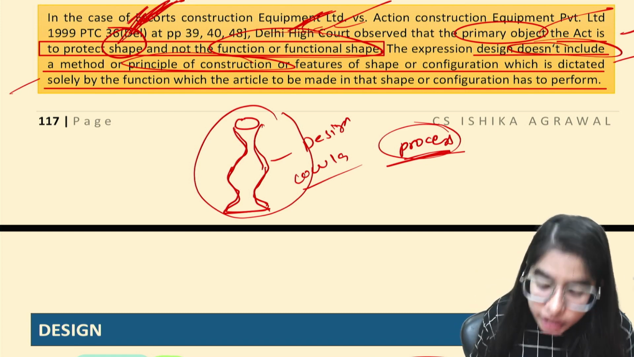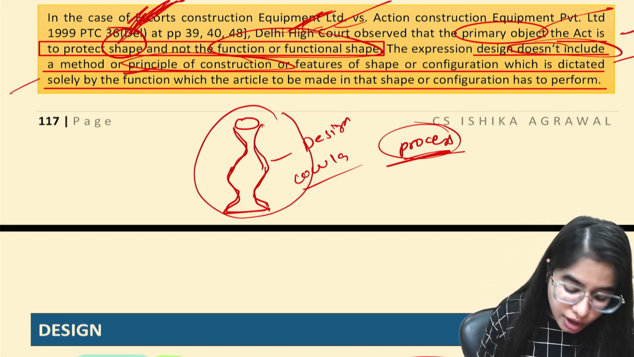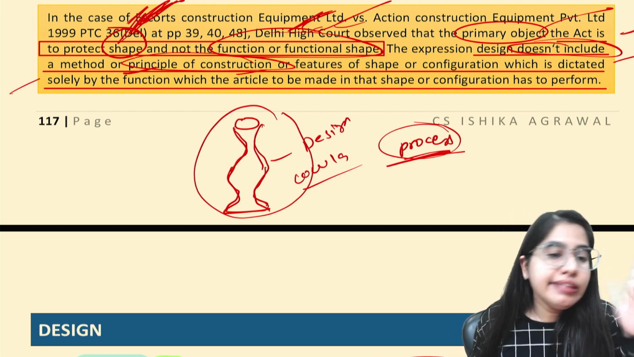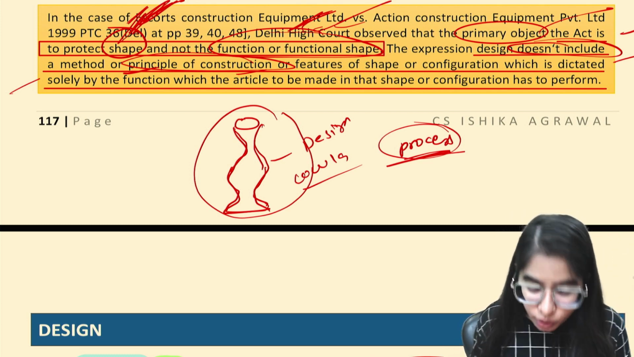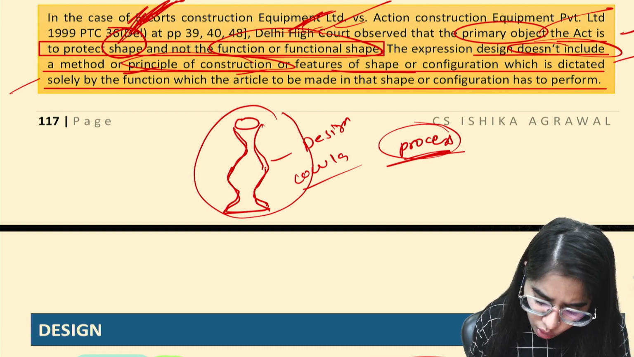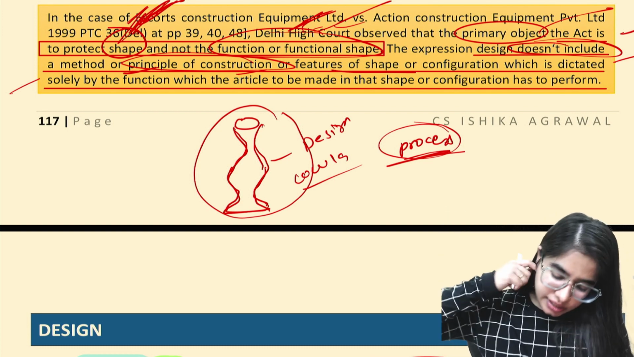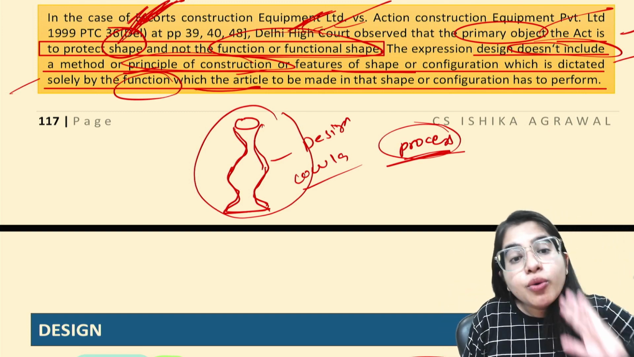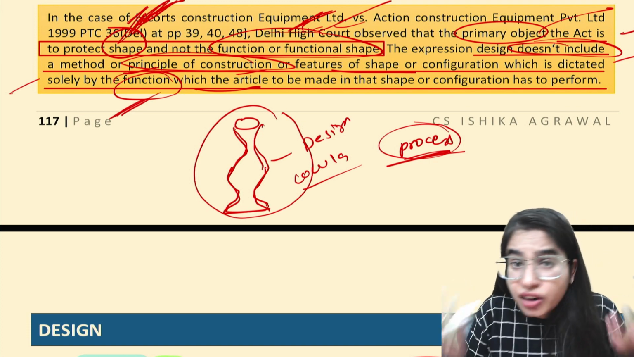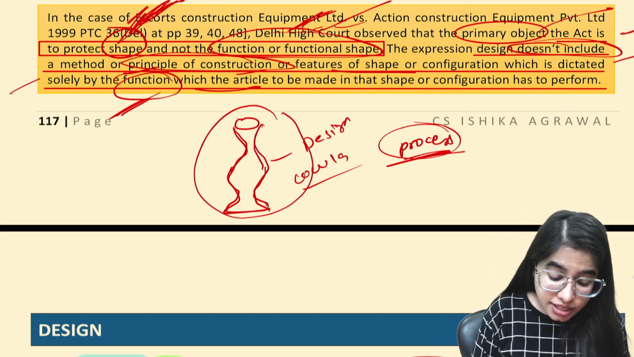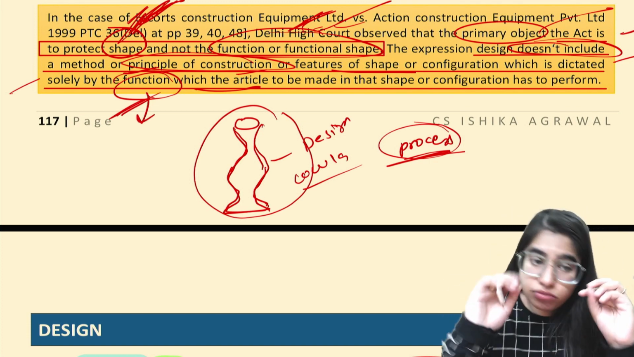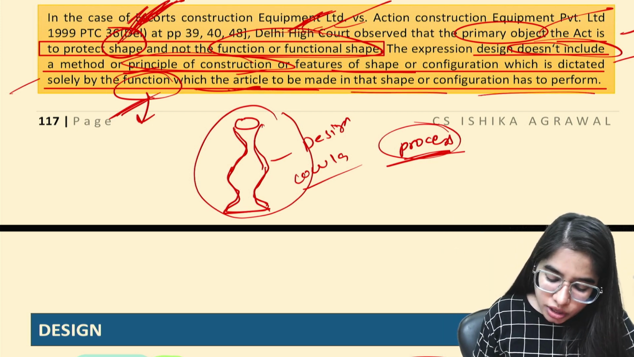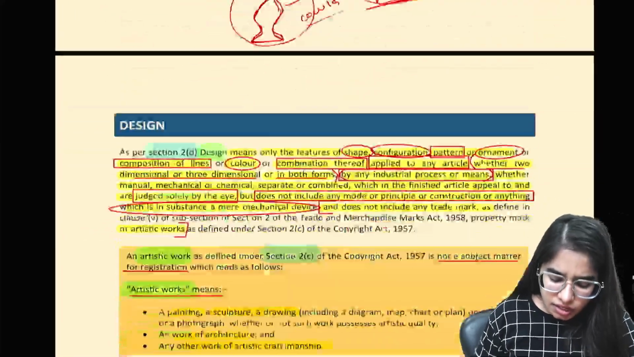But design does not include the method or principle of construction. Method of construction, how you are making that design, is not protected under design law. Features of shape or configuration which are dictated solely by the function: if you want to protect something which is the basic function of that product, you cannot register that as a design. I have already told you this thousand times. And which the article to be made in that shape or configuration has to perform. That's it. This is the basic purpose.